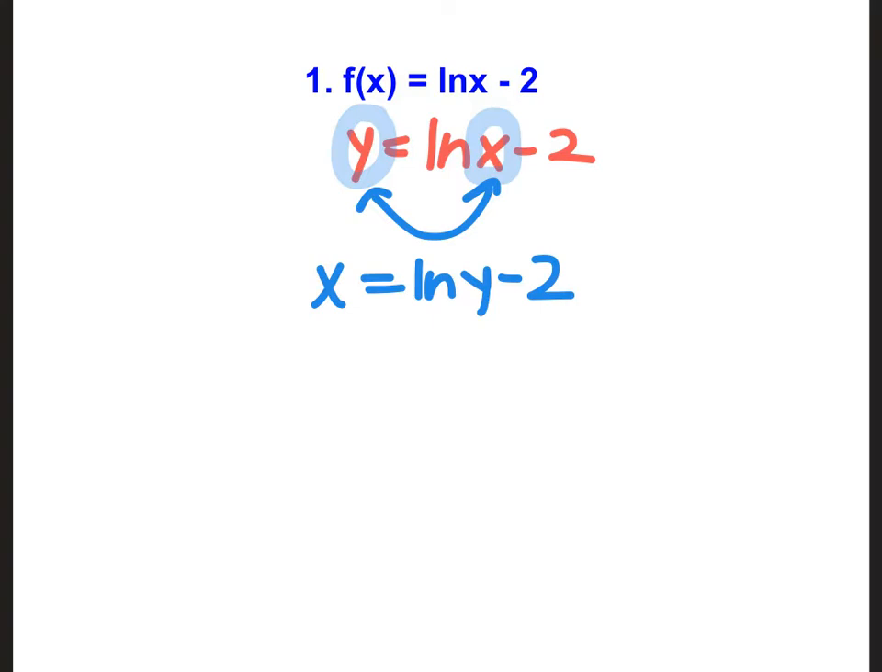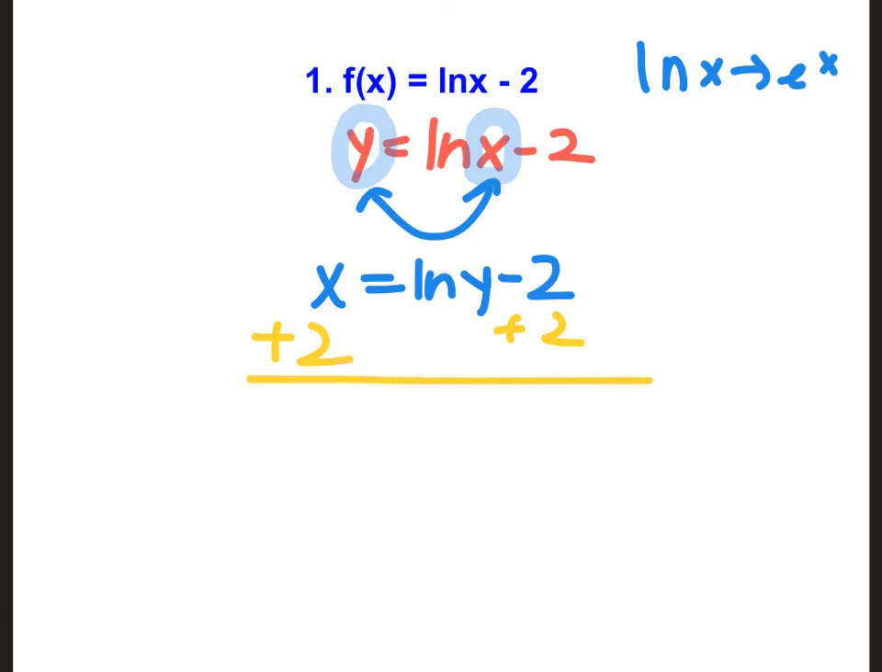Again, if we had a natural log of x, we want to get it by itself first, and then we're going to change it into e to the power of x. So the first thing I have to do is get rid of that minus 2. So I'm going to start by adding 2 to both sides, because I want my natural log to be by itself before I do anything else. So I really have x plus 2 equals the natural log of y.